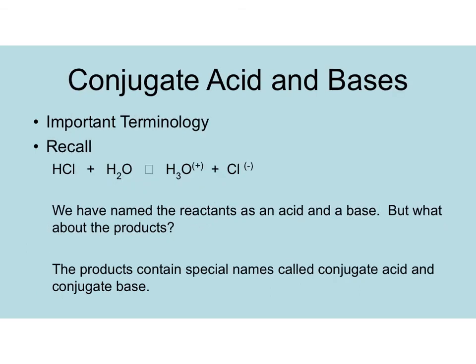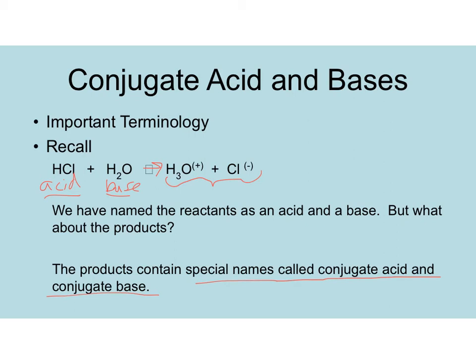So again, over here we've got acid and we've got base. But what we haven't talked about is what these things over here, the products, are. So what do we name them? If we call this an acid and we call this a base, what are we going to call these? Well, these also have special names. The products have special names, and they are called conjugate acids and conjugate bases.